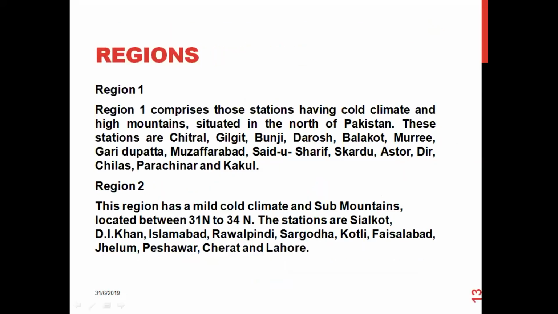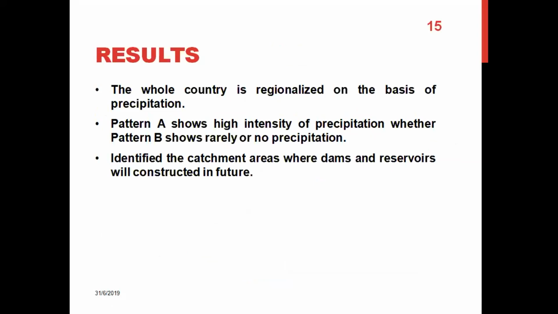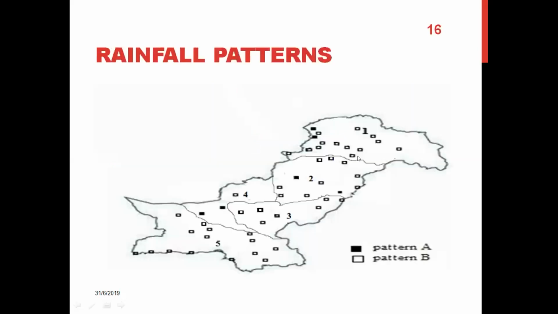So we found 56 plots of different frequencies, and we divide these plots into 2 patterns. Pattern A shows high intensity of precipitation, and pattern B shows rarely or no precipitation. On that diagram, we have 5 regions as given in the reference. These are five different regions of Pakistan, depending on cold weather, hot weather, dry weather, and so on. Here you see 2 types of pattern: one is a small dark black square, and the other a small blank square. That is called pattern A.